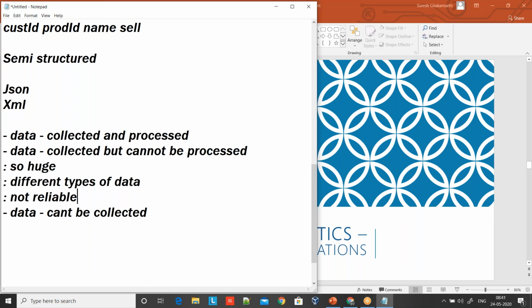And there is another explanation for a similar kind of unreliability. You have collected data, got some data by doing one thing or the other, but I'm not able to process it because I don't know what insights to extract out of it or what analysis I can do out of it. So these are the reasons why, though the data is collected, they are not able to process it. And why can't data be collected?